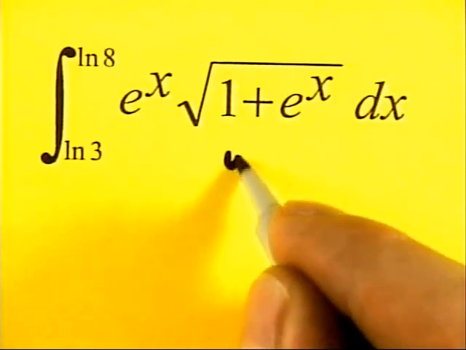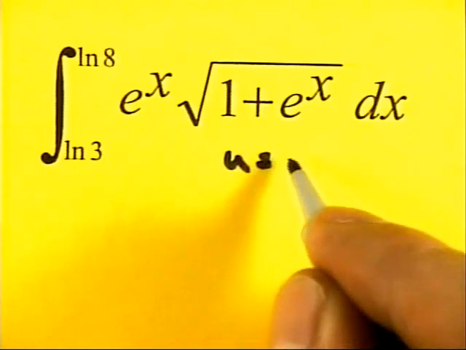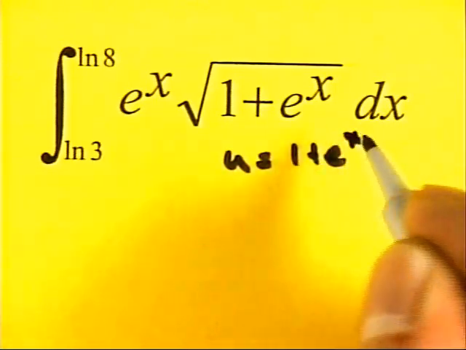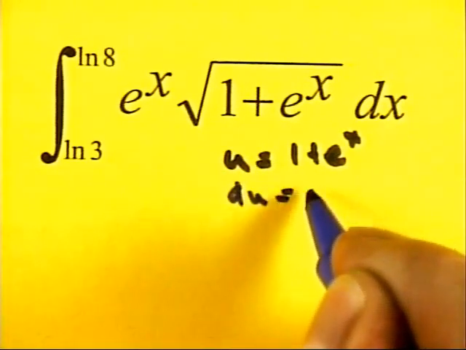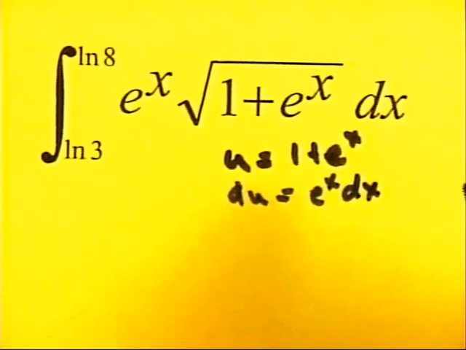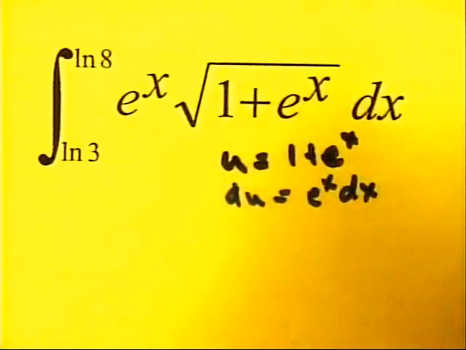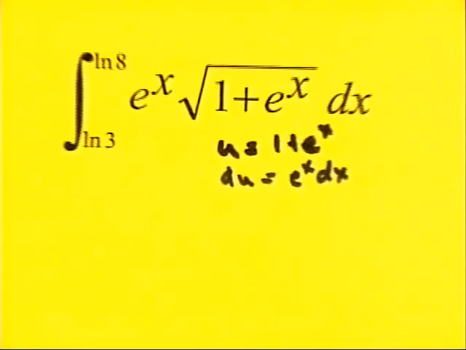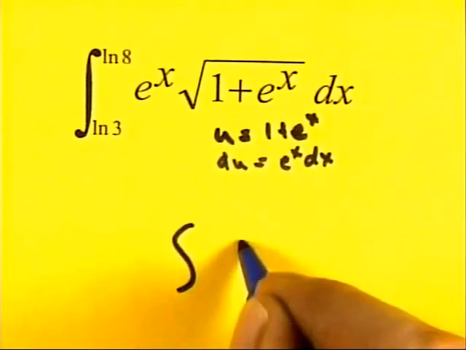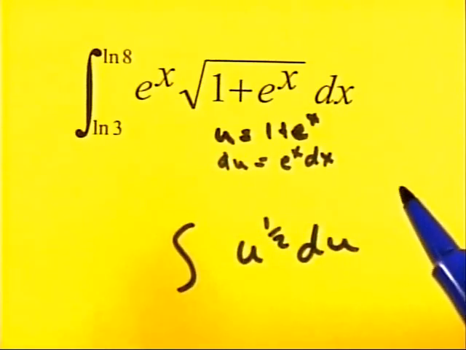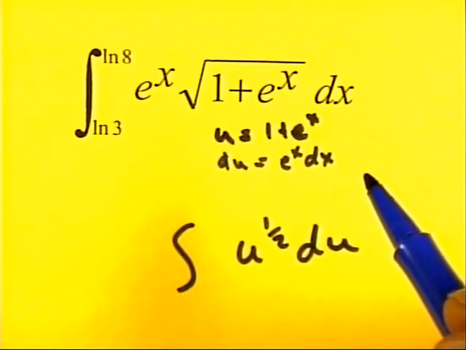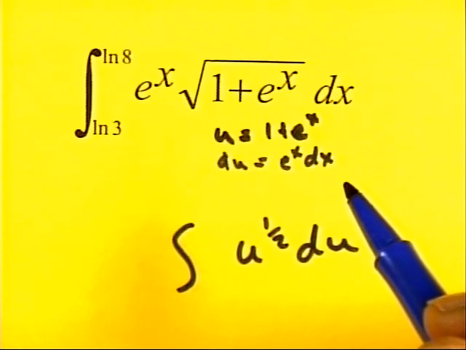u equals 1 plus e to the x. So du is e to the x dx. Good. So we have the e to the x dx sitting there, so that's our du. So what we have is u to the 1/2. And when you integrate that, we have u to the 1/2, right. Should we put the natural log of 3 into the u equation?